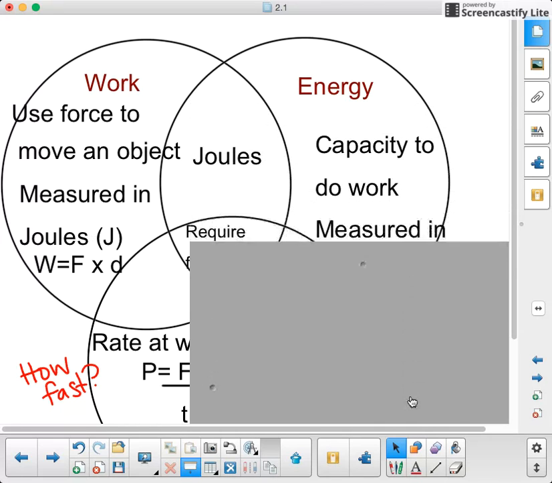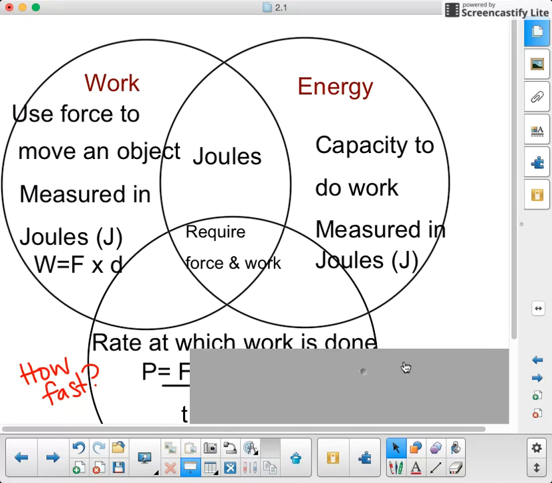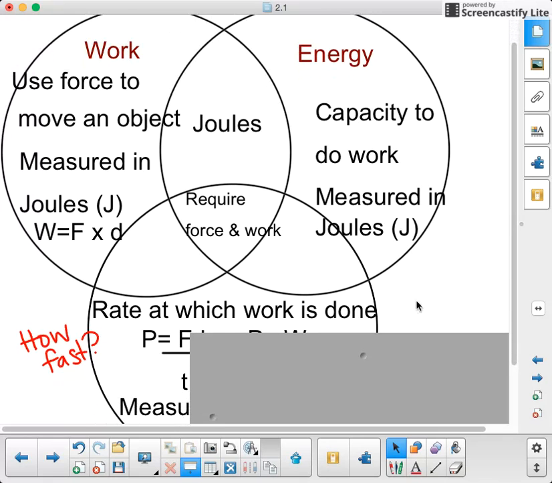Energy is the capacity or the ability to do work. Energy is also measured in joules, uppercase J, and there's not a formula that you'll be responsible for calculating energy. So I put joules here in the center where those two circles overlap as well because work and energy are both measured in the same unit.